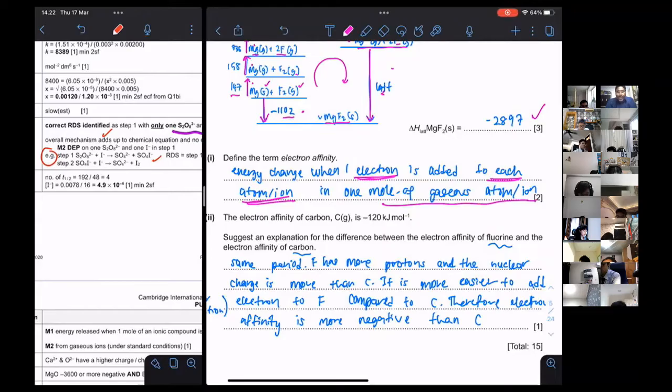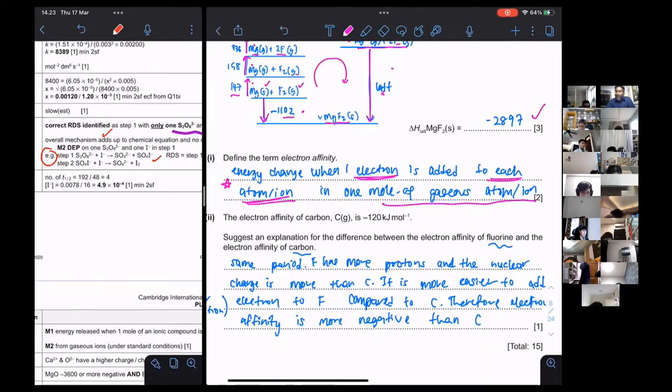Do not be specific, be general. But at the same time, rather than saying 1 mole of electron, I think when I see the marking key, they always write down 1 electron is added to each atom or ion in 1 mole of gaseous atom. So try to use this way of writing the definition for electron affinity.